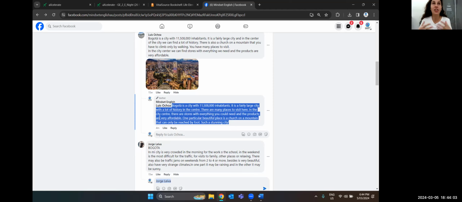So he's telling us that you can go here and buy stuff. It's very affordable. So, you know, not very expensive. One particularly beautiful place is a church on a mountain that can only be reached by foot. Such a stunning city.